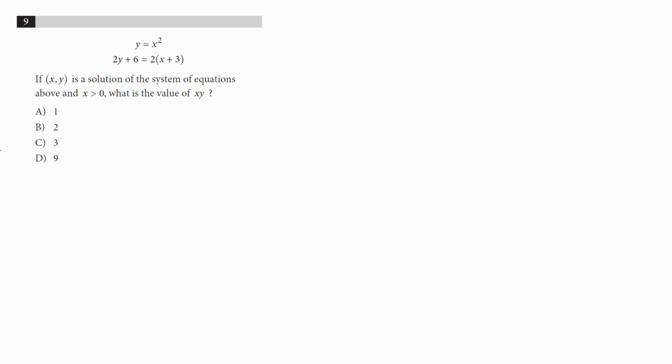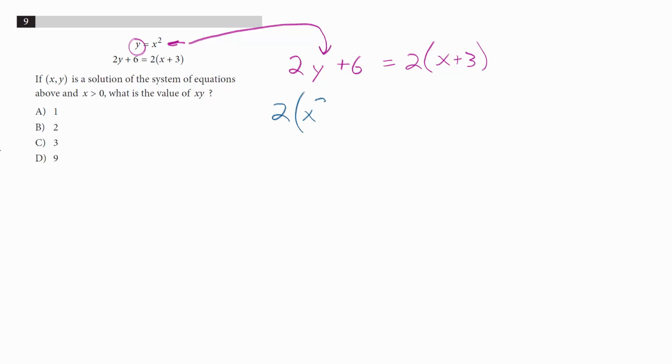Since for the first equation, y is already isolated, I'm going to use the first equation and substitute the value into the second one. So I'm going to rewrite 2y plus 6 is equal to 2x plus 3. And I'm going to take this equation and substitute it in for our value of y. So I have 2 times x squared plus 6 equals 2 times x plus 3.